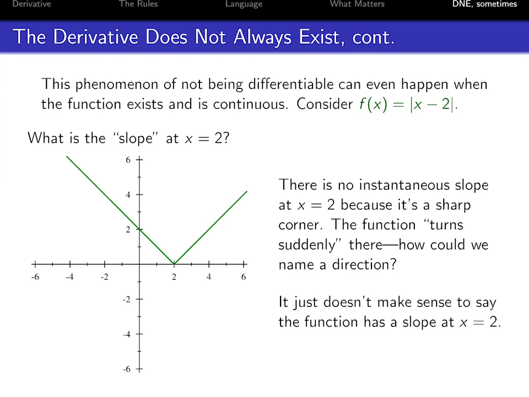But between those, at that moment at the 2 where it suddenly shifts, it does this sudden turn. We can't name a direction. The function isn't moving in one direction at that place. It's kind of caught between two different directions. And because of that, it just doesn't make sense to say that the function has a slope at x equals 2, so it's not differentiable at 2.